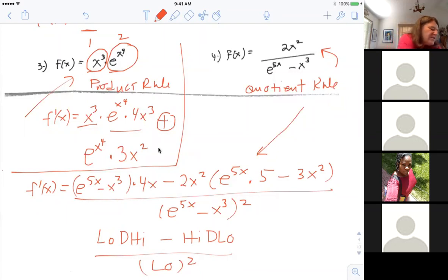This last one here is pretty obvious. It's a quotient. The quotient rule is messy. But remember, it's low D high minus high D low over low low. What that means is you take the bottom, this one, and just write it down, times the derivative of the top. Well, the derivative of 2x squared is 4x, minus the top, which is just 2x squared, times the derivative of the bottom. Now, these are two different terms.